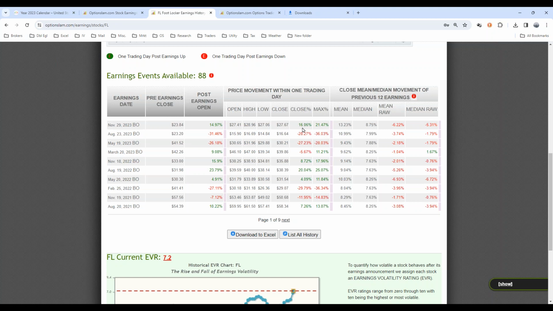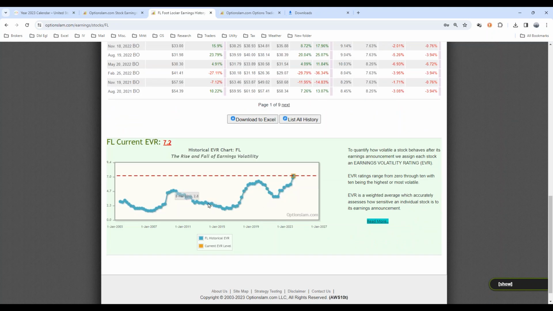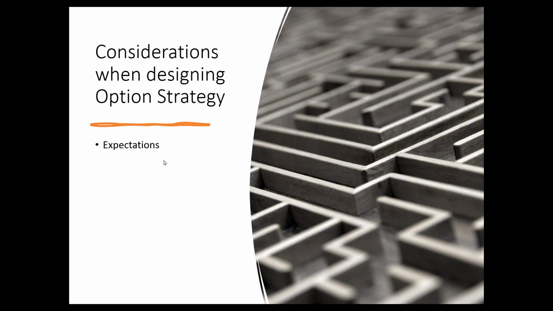It closed up 16%. And look at some of these other moves: 36, 28, 11, 17, 25, 11, 36 again, 14, 30. These are huge moves. This gets Foot Locker a high EVR rating. In fact, if you look at the EVR history, you can see this thing is at the highest it's ever been, people. So anyway, that's just an illustration of high EVR.